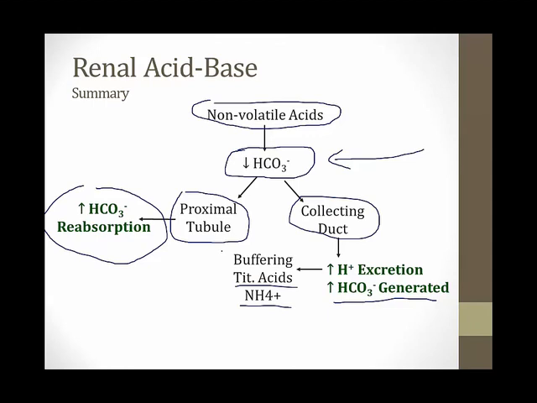And a very high yield point to remember about this whole process is that any time the kidneys are excreting more acid, they will excrete more titratable acids and ammonium. You're often asked about what the kidneys are doing in the setting of an acidosis, and you need to be aware that the kidneys are going to modify the amount of titratable acids and ammonium that's excreted in order to try and compensate for the acidosis.